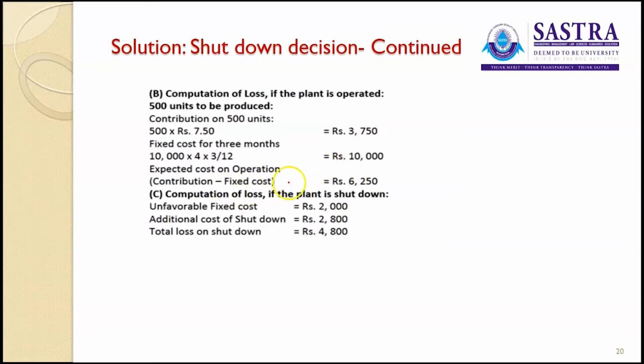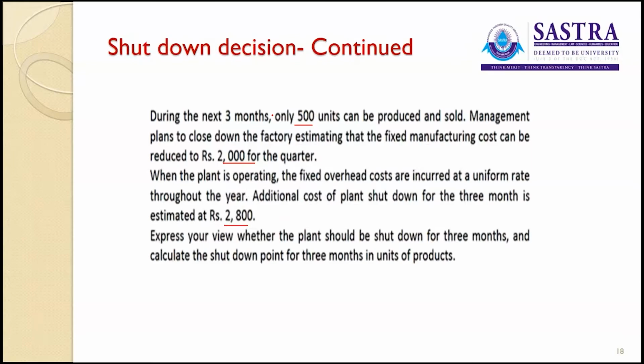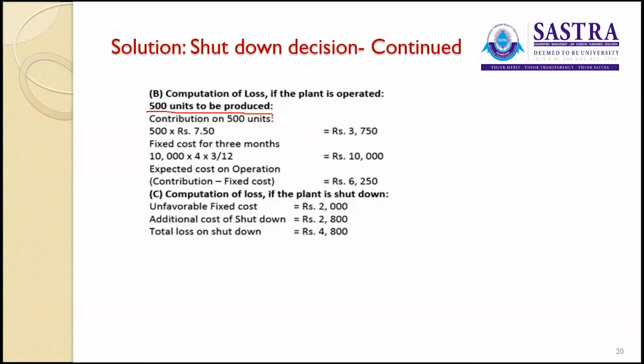For the computation of loss, first we are going to calculate if the plant is operated. That is, when you are going to operate your plant, 500 units are estimated to be produced. It is given here that during the next 3 months, only 500 units can be produced. Now contribution is, we have calculated 7 rupees 55 for 1 unit. Therefore, for 500 units, you will get 3,750 as your contribution.